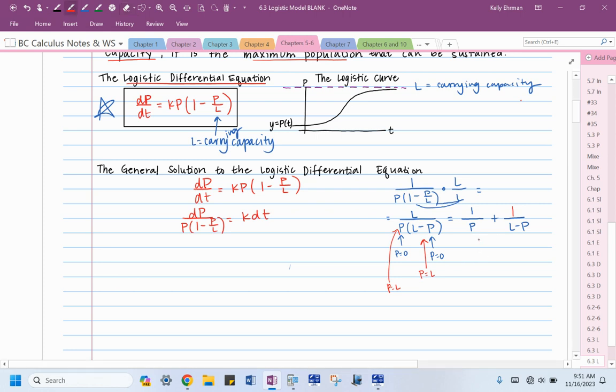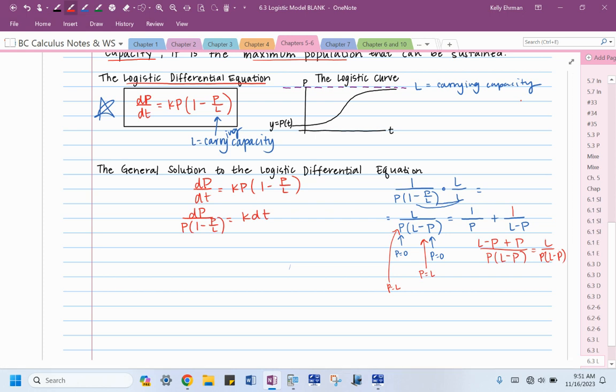If I add these two fractions together, L minus P plus P over the common denominator, you do get L over P times L minus P. So I don't want you to stress about this cover-up method. This is not something you have to do for our test right now. It is something we'll do in Chapter 8, but we're not there yet.